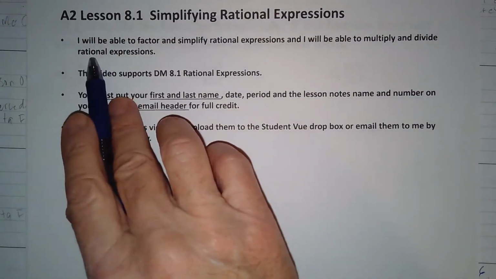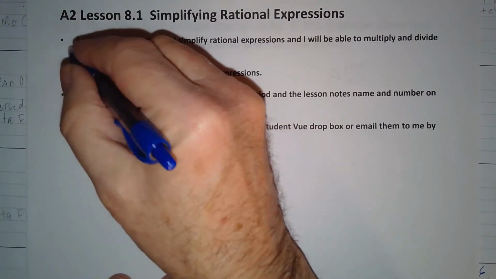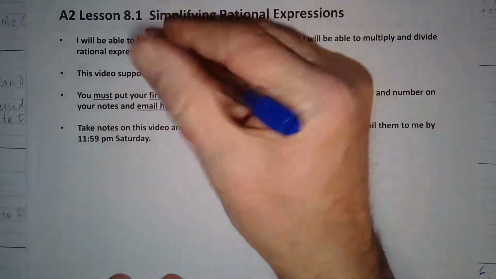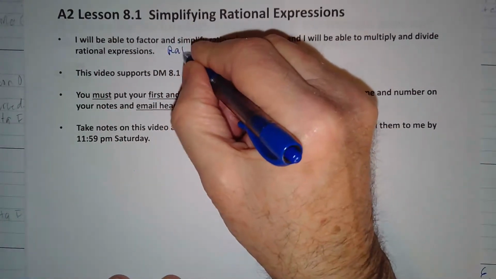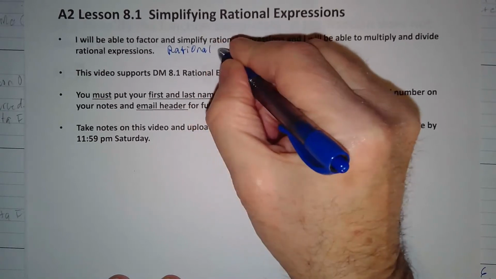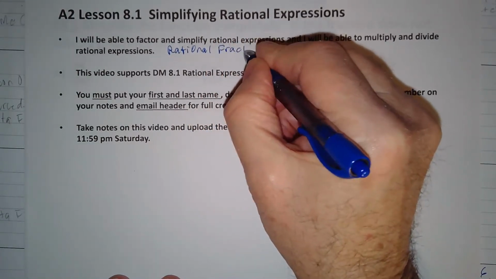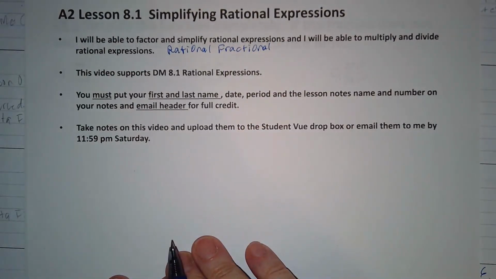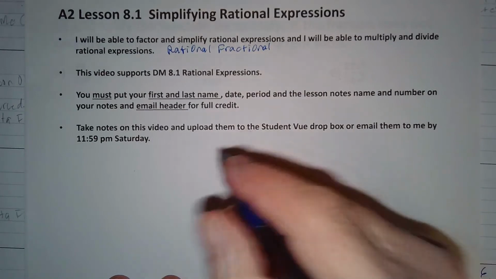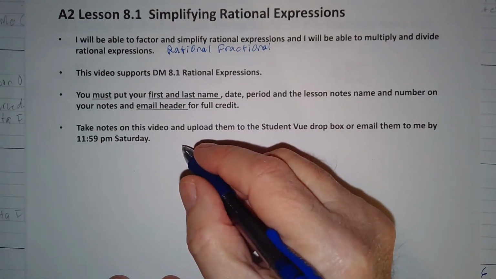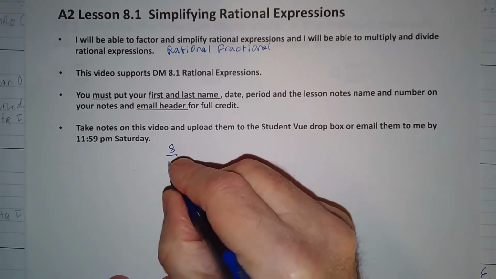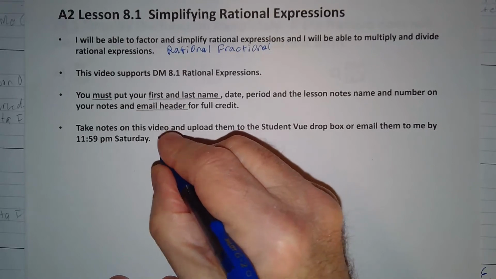Now, when we talk about rational expressions, we're particularly talking about rational fractional expressions. So I'm just going to write that. Rational fractional expressions. So what are we talking about there? For instance, let's just look at this fraction. So we've got 8 divided by 12, and we want to reduce this.